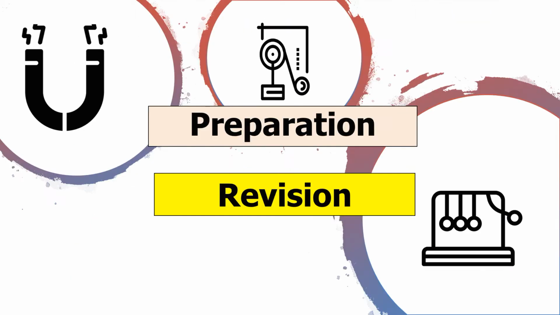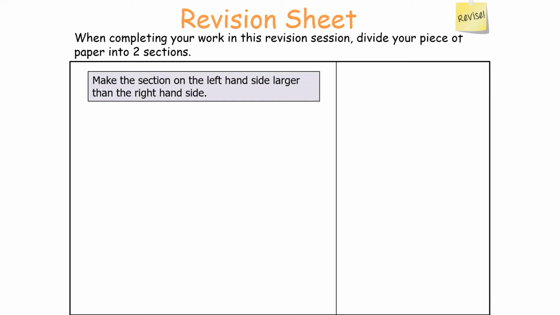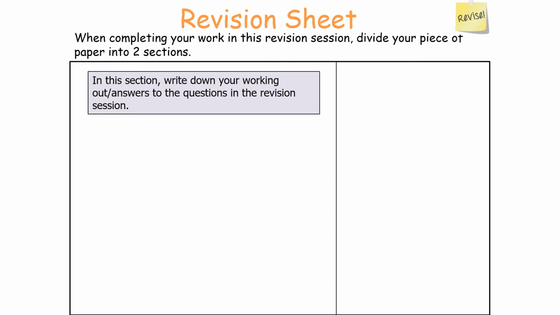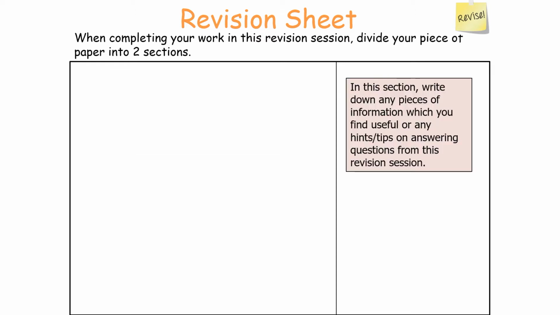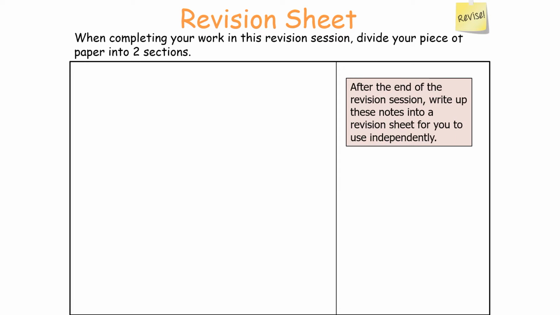So how do you prepare for this revision session? When completing your work, divide your piece of paper into two sections. Make the section on the left hand side larger than the right hand side, and on the left hand side write down your working out and answers to the questions. Make sure you're writing full sentences and show your full working out, whilst on the right hand side write down any pieces of information which you find useful or any hints and tips on answering questions from this revision session. At the end of the revision session, I would advise that you write up these notes into a revision sheet for you to revise independently.